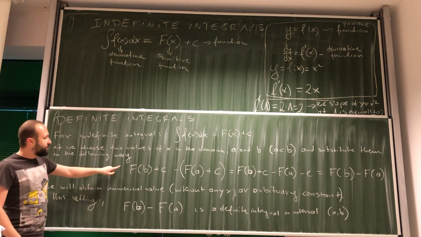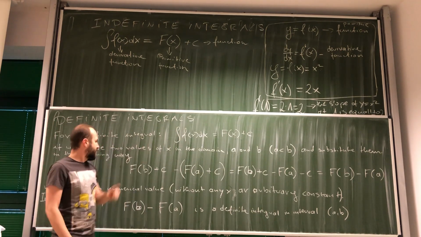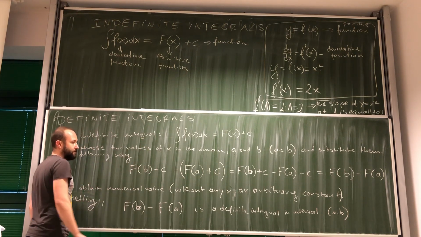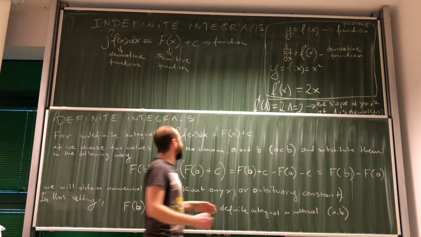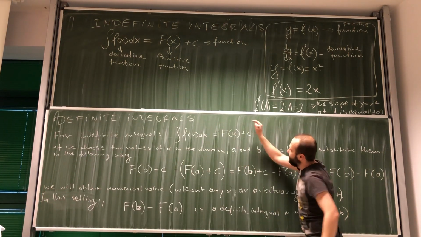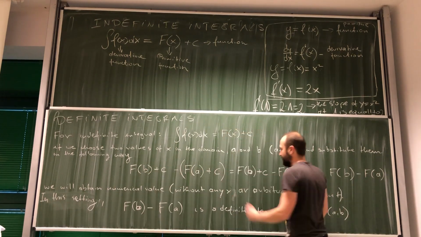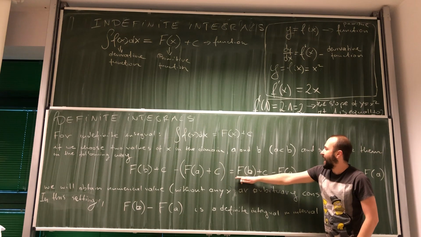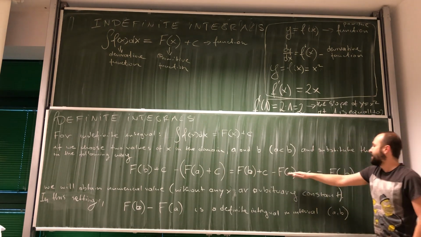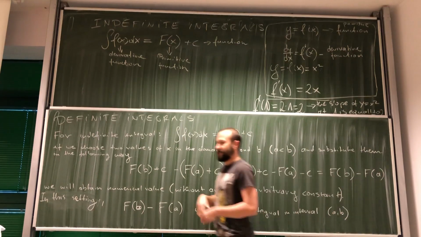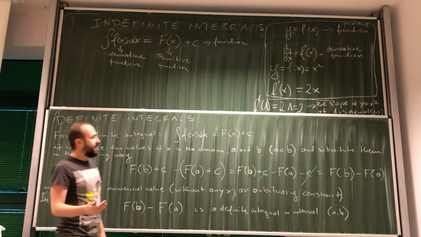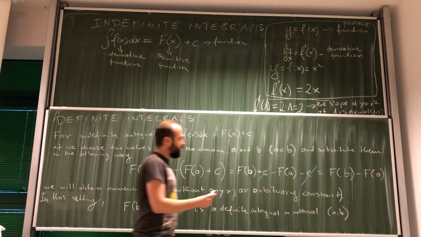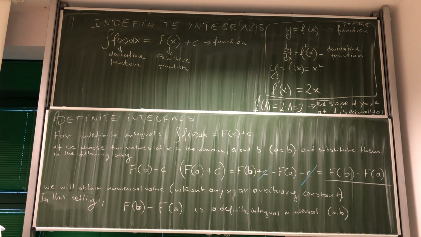And look, what I'm going to do first is inside this function, I'm substituting b, and I'm getting this expression. And then from this expression, I'm taking this expression again, I'm substituting a, and I'm subtracting. And look, out of this, I'm getting f of b plus c minus f of a minus c, which tells us right away that the two c's must be cancelling each other out. And then we are getting this expression, right? F of b minus f of a.